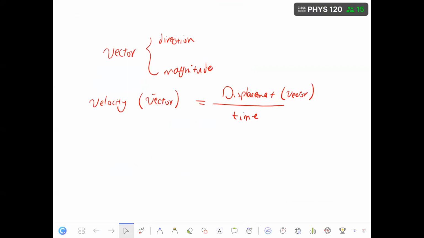But in this physics, we use a standard unit. In the standard unit, the mile should be converted to kilometers or meters, and the time is exactly the same. So if you would like to know the unit of the velocity in a standard unit, we can use kilometers per hour or meters per second. Good.